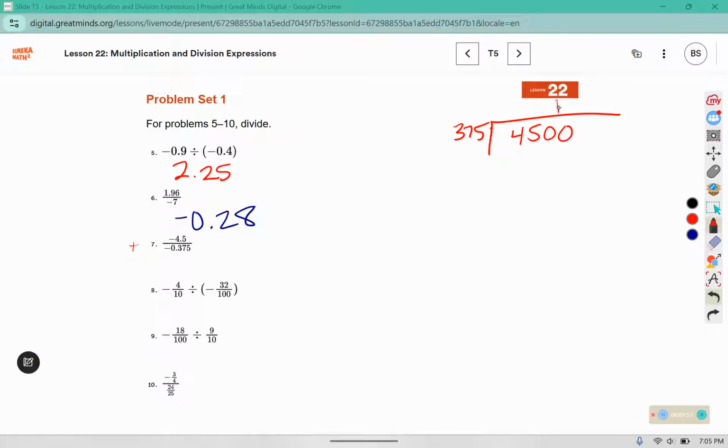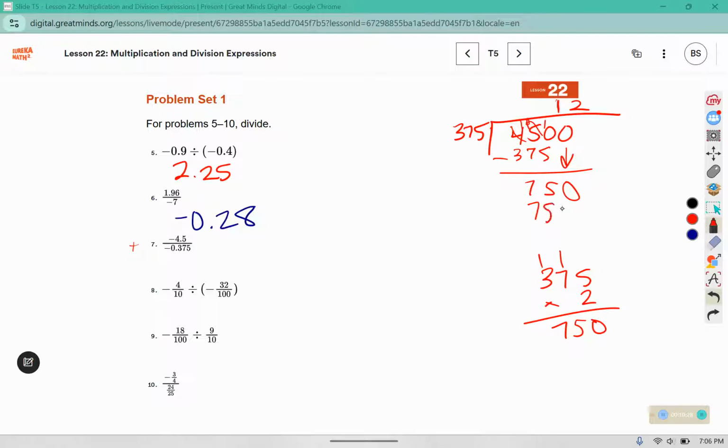All right, 375 fits into 450 one time. Borrow. 10 minus 5 is 5. 4 minus 7 we'll need to borrow again. 14 minus 7 is 7. Bring down the 0. I believe this is going to fit in twice. Let's check. 375 times 2. 5 times 2 is 10. 2 times 7 is 14, plus 1 makes 15. 2 times 3 is 6, plus 1 more makes 7. So that is exactly 12. Positive 12.